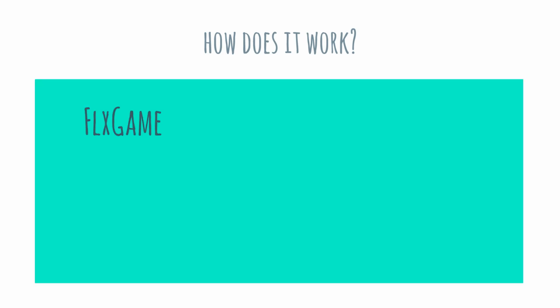But how does it work? In a nutshell, when you create a new project with HaxeFlixel, the first thing that you do is create a new Flix game. A Flix game is basically the image on which all of your game is projected onto.